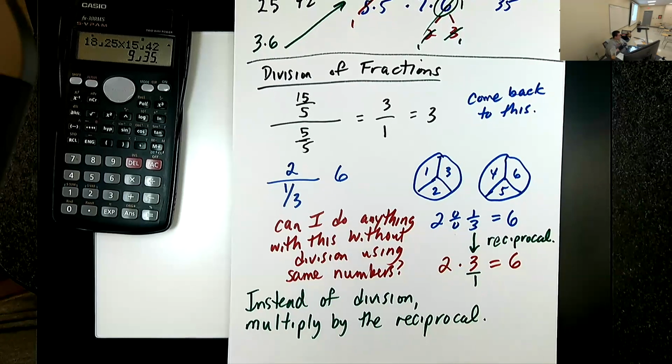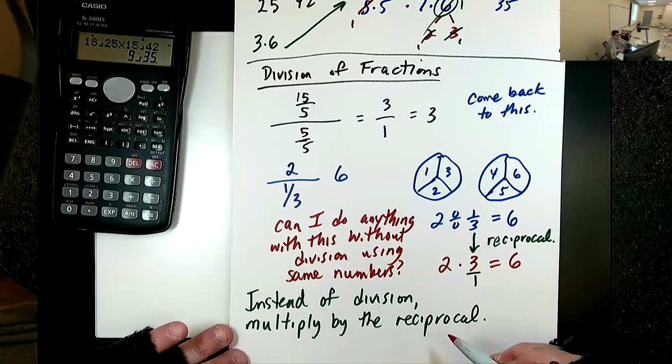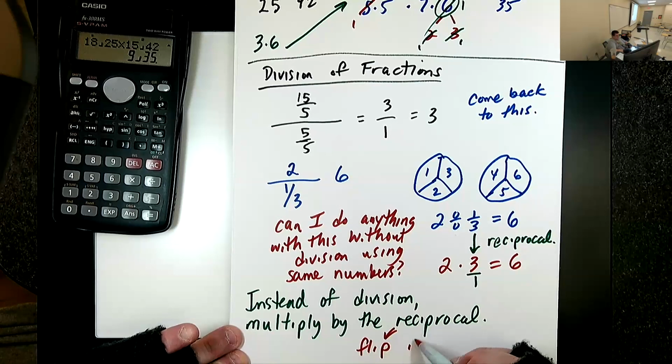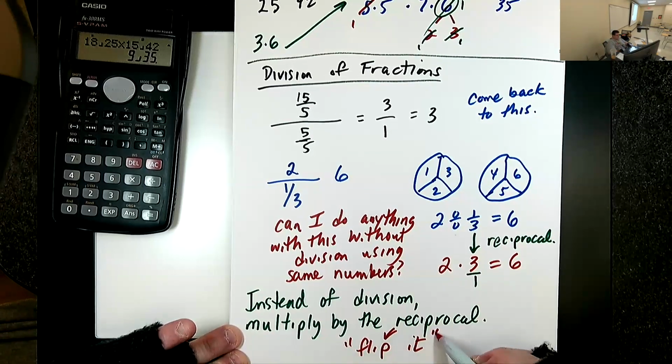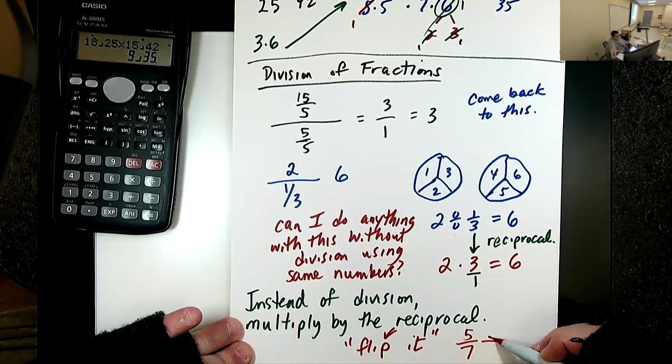What did I do to 1/3 to end up with 3/1? How would you describe that to someone else, without math terminology? You flipped it. I flipped it. Reciprocal is flip it. So the reciprocal of 5/7 is 7/5.